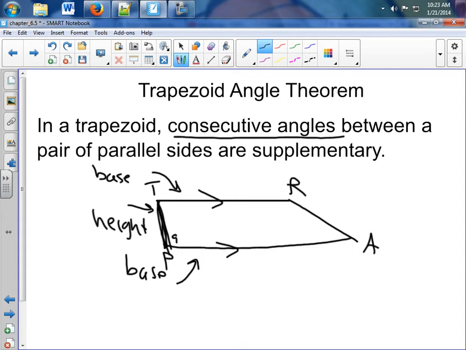So if this was 90, what's this one? Very good. Now the question here is, if this is 30, what's this one? Boom. That's what that angle theorem says. Does that make sense? So, on itself, it's not too exciting. Okay. Can I move on?